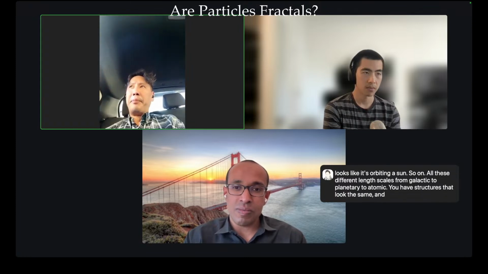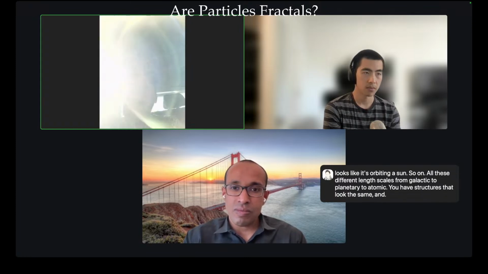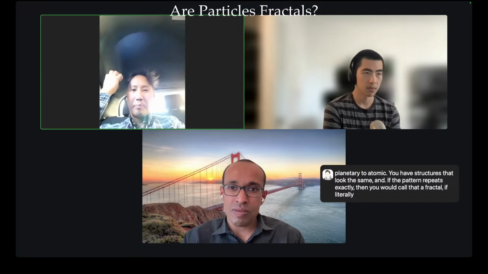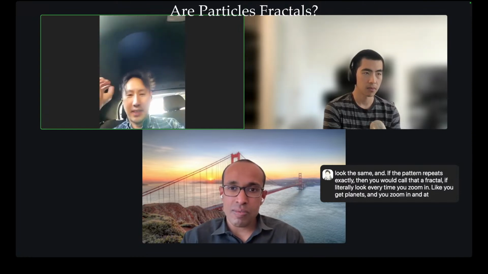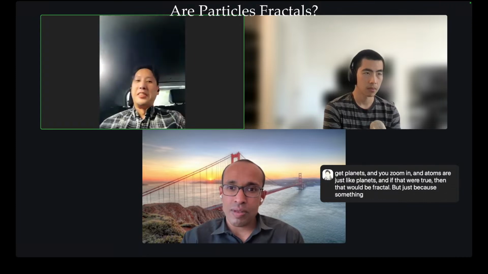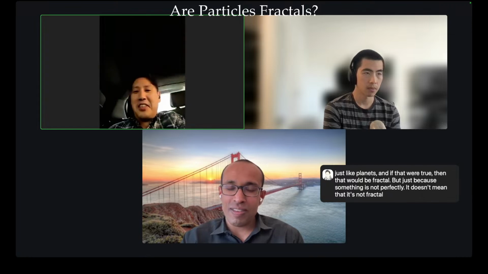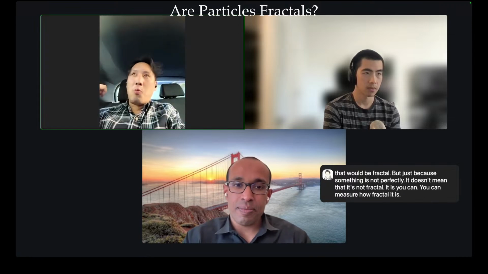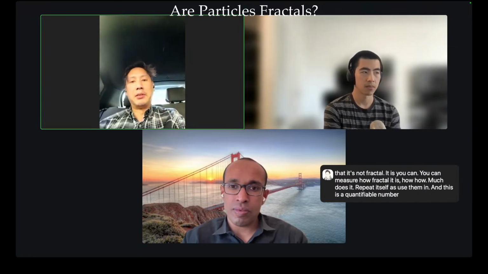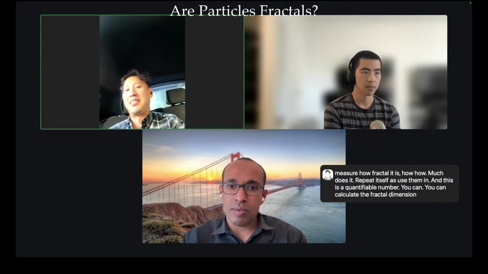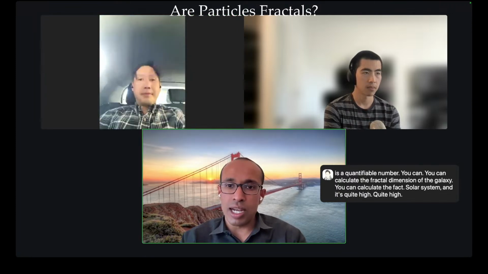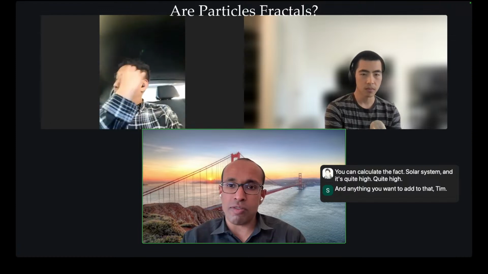And if the pattern repeats exactly, then you would call that a fractal. If literally every time you zoom in you get planets, and you zoom in and atoms are just like planets, then that would be a fractal. But just because something is not perfectly fractal doesn't mean that it's not fractal. You can measure how fractal it is. How much does it repeat itself as you zoom in? This is a quantifiable number. You can calculate the fractal dimension of the galaxy. You can calculate the fractal dimension of the solar system, and it's quite high. Anything you want to add to that, Tim, about how you think about fractals?